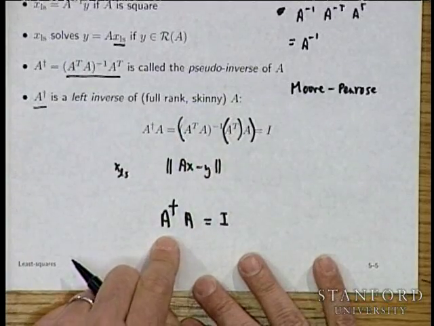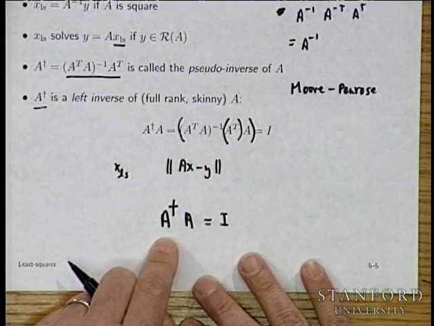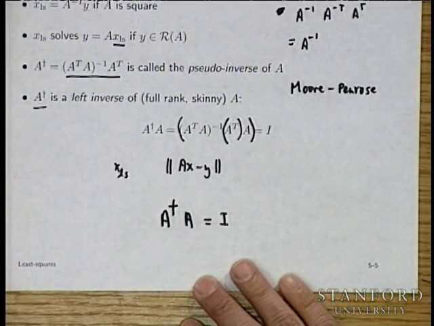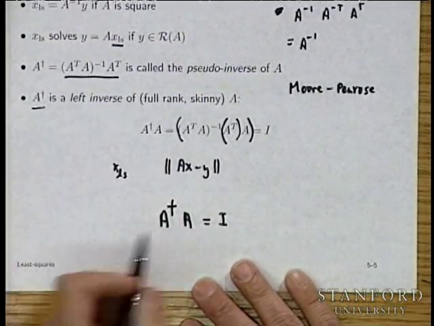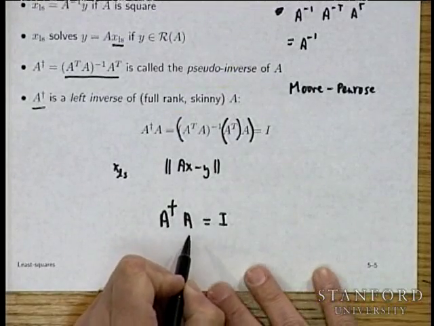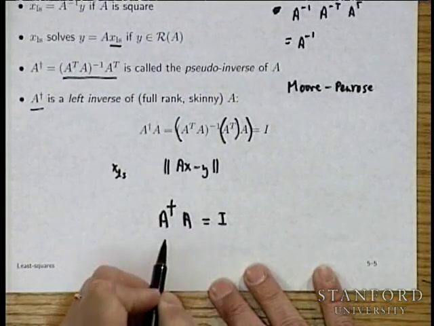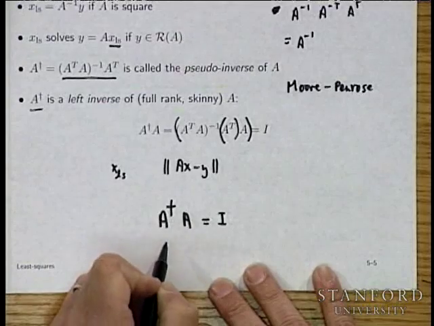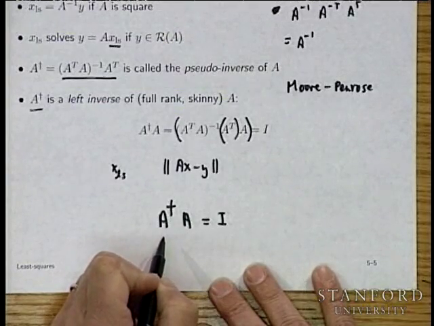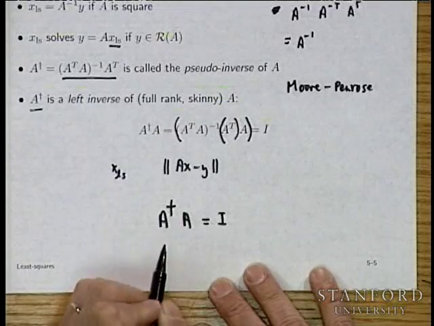By the way, the dimensions of this pseudo-inverse here are the transpose of the dimensions of A. Okay? So in this context, A is skinny, and A dagger, or the pseudo-inverse, is going to be fat here. And it's a left inverse.